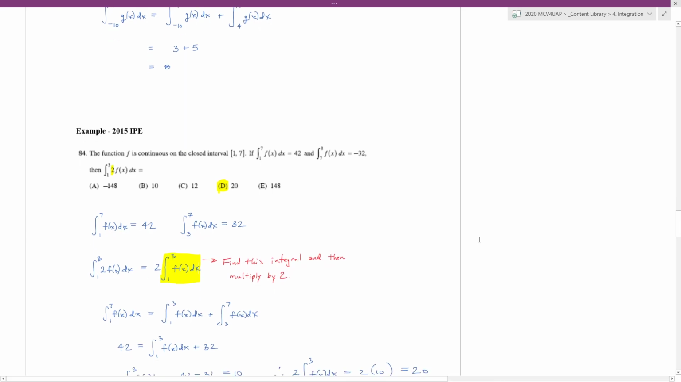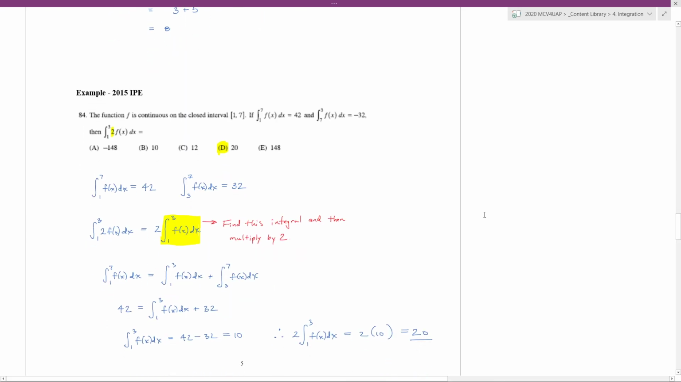Another international practice exam question. This one's a little more involved, but it's the same idea as the last one. We have a function on a closed interval, and they give us the value of 2 definite integrals. So you have the value of the integral from 1 to 7. That's already written the way we want it. And that value is 42.